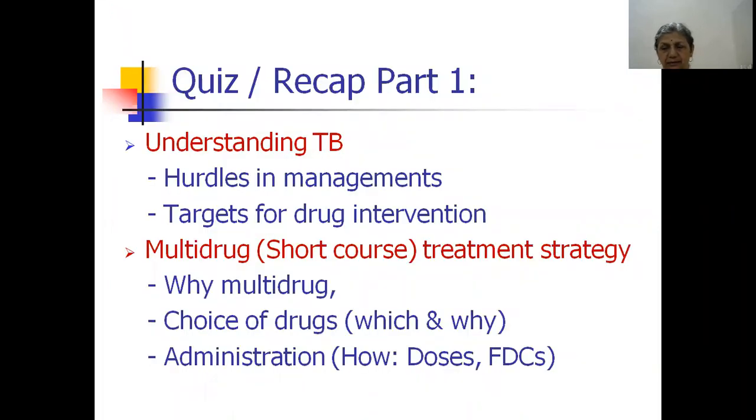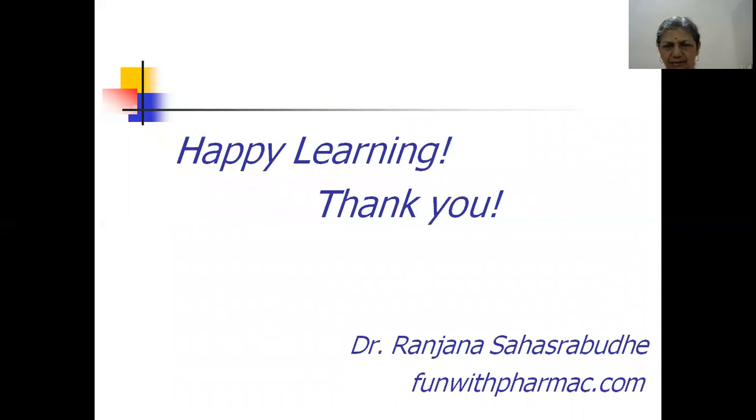So in this part 1, we have tried to understand what is tuberculosis, what are the problems in management, what are the targets for drug intervention and the drug strategies, why multiple drugs, which multiple drugs and why they've been chosen, and how these drugs are to be administered, and the ease of administration afforded by the fixed dose combination tablets. So revise and remember.